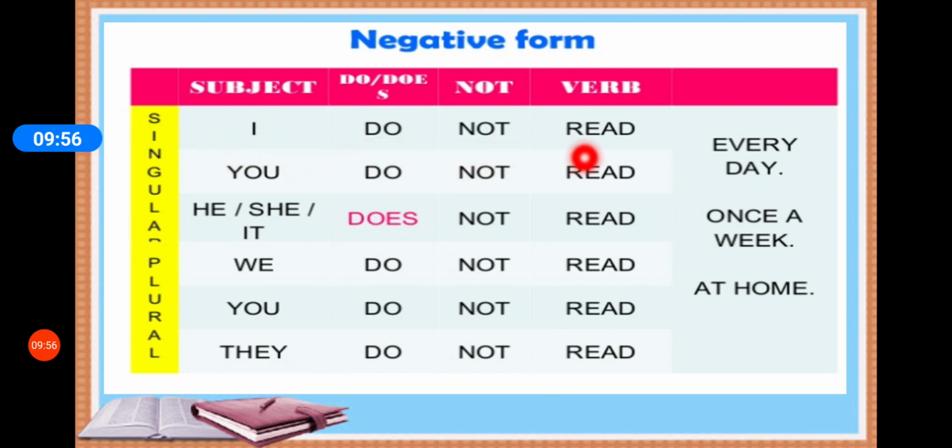I do not read every day. You do not read every day. He does not read once a week. Or she does not read once a week. Again with we, do is used. So we do not read at home. You do not read at home. Similarly, they do not read at home.